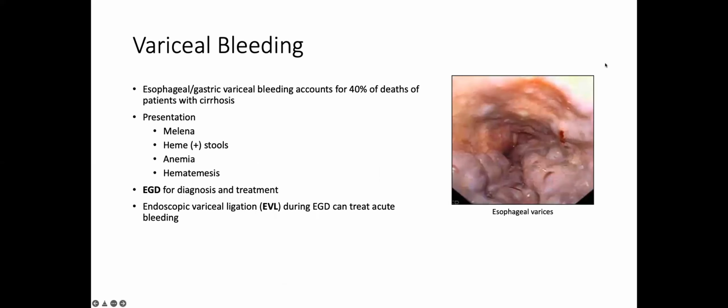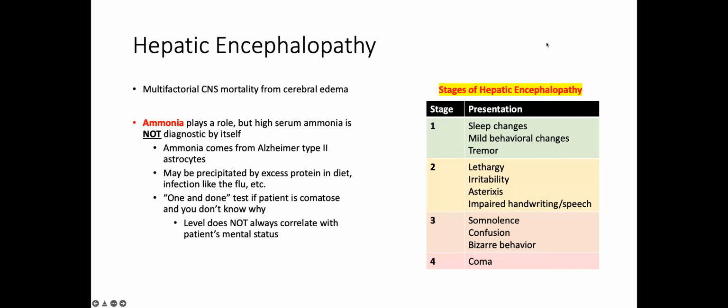Another problem with our portal hypertension is that esophageal varices can bleed, and it accounts for 40% of the deaths associated with cirrhosis. So presentation, they're going to have melena, blood in the stool, anemia, and hematemesis. So we're going to use the EGD, look for bleeding, and then diagnose and treat, clamp those bleeders, and ligate those bleeds.